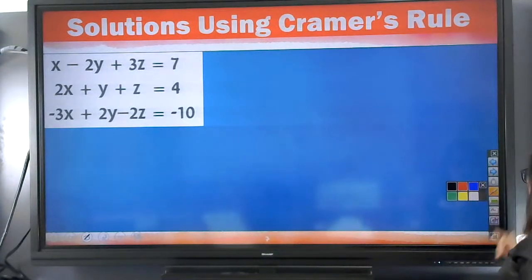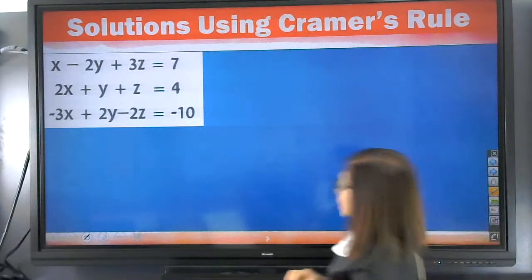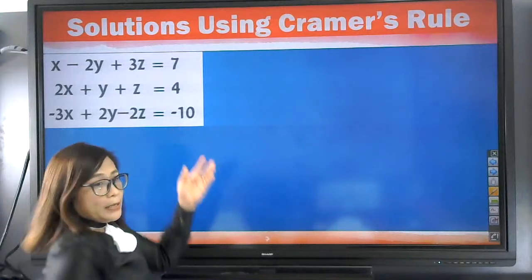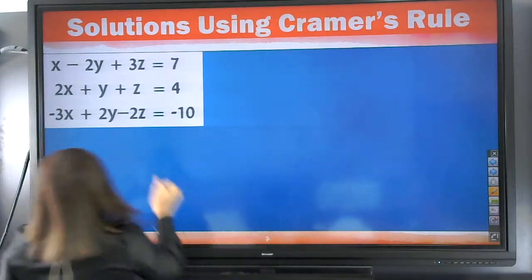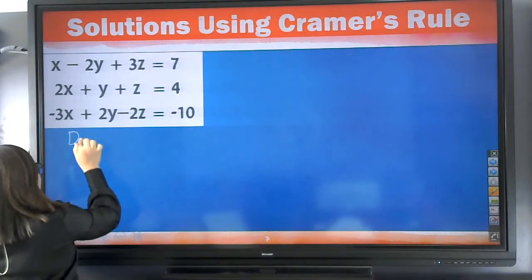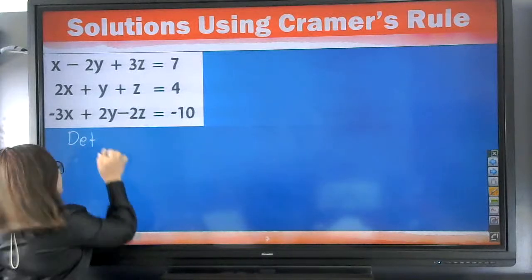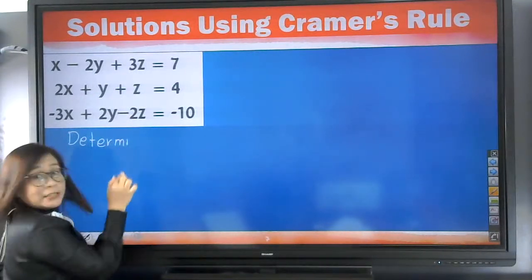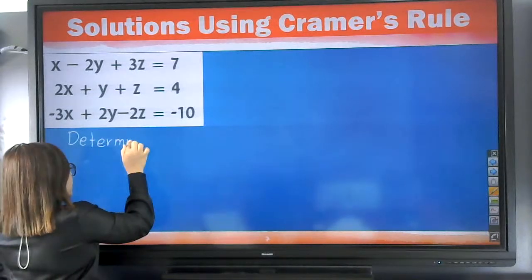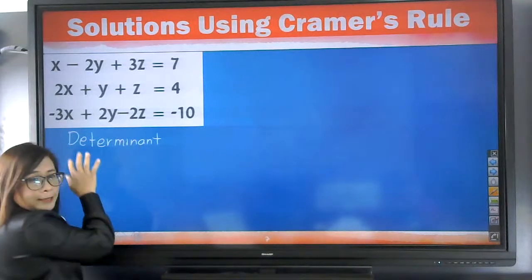Okay, let's use white so you can see the numbers. So for this Cramer's rule, we get the determinants. So what is this determinant? Okay, determinant. Could you please check if you can see the letters? Or should I change the color? Yes. Can you see? Okay. First, you have to find the determinant.